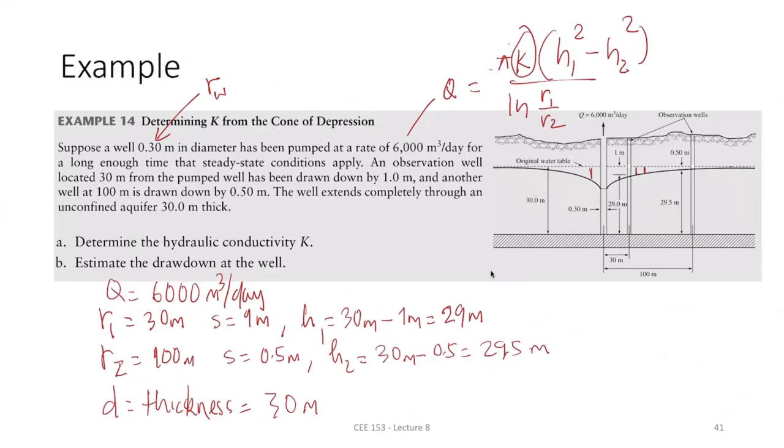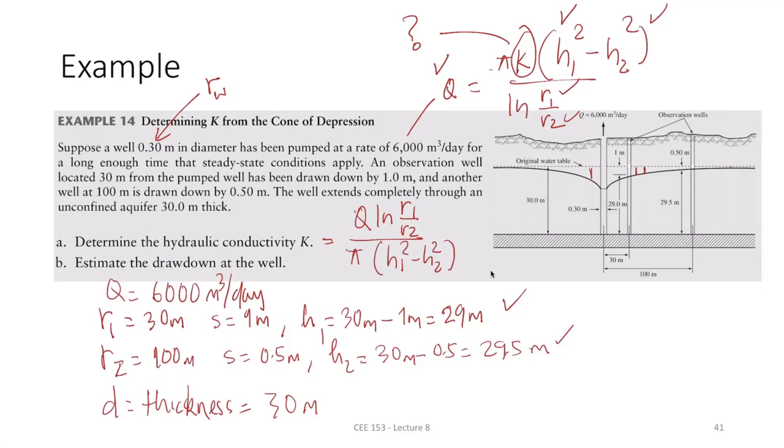So what is this k? Okay, you know Q, you know H1, which is all given here. H1 is 29, H2 is 29.5. R1 is given, R2 given, everything is given. Just calculate the K. So the K value would be, if I rearrange the equation, Q times ln R1 by R2 divided by pi times H1 square minus H2 square. Okay. So that's the answer. So you just plug the value, get the answers.